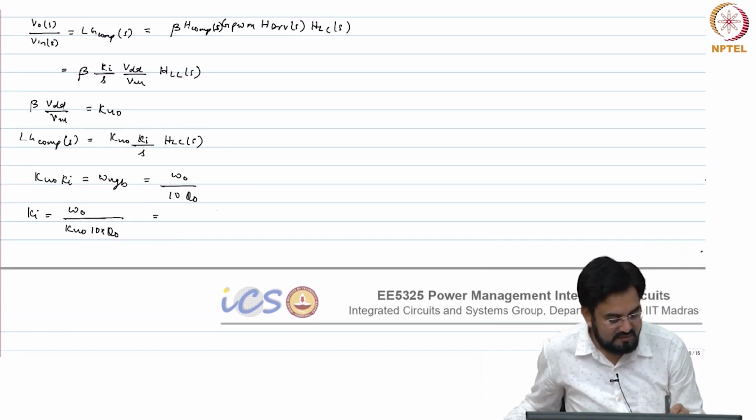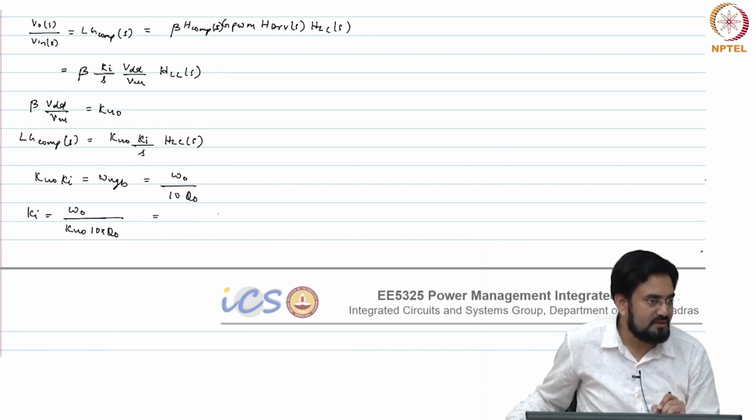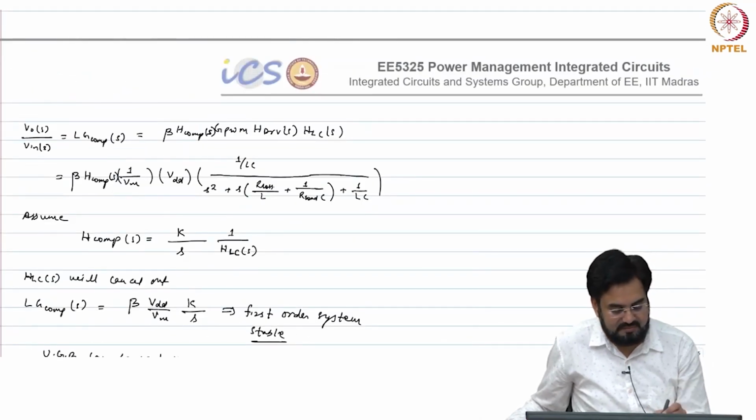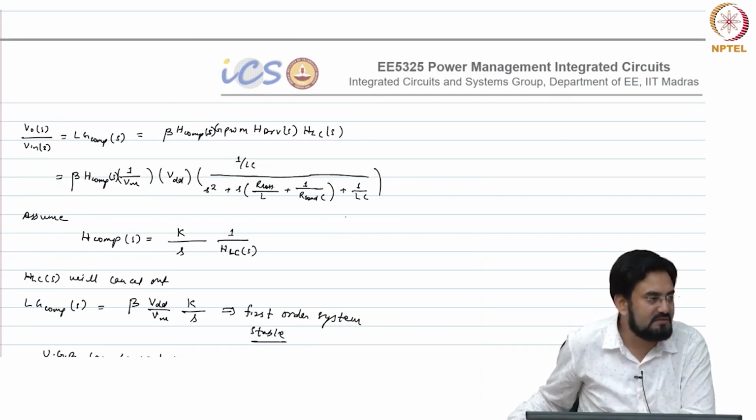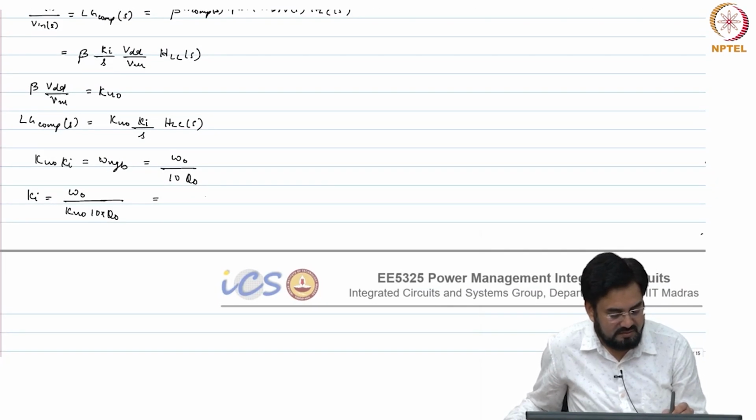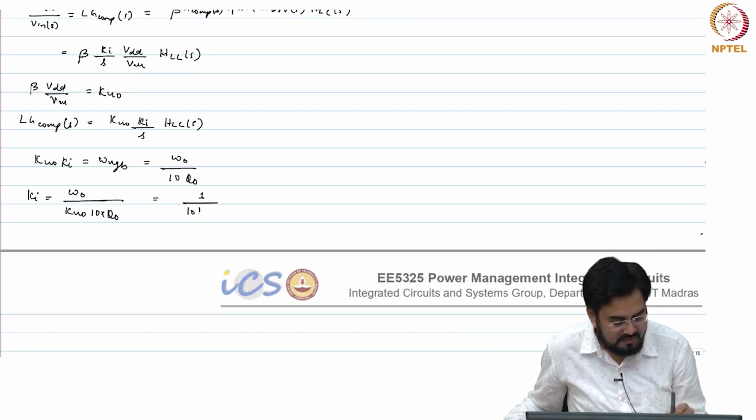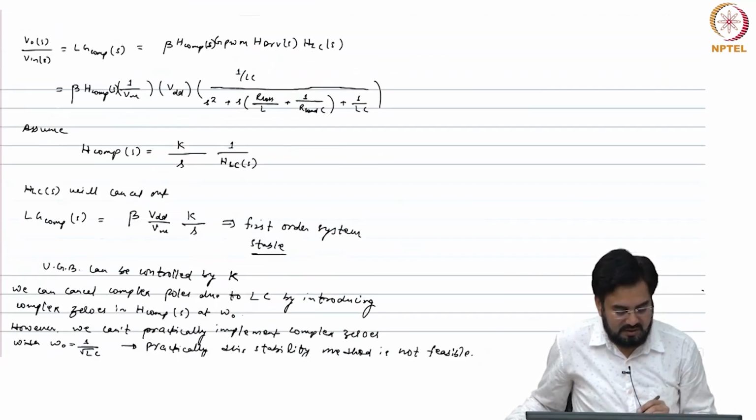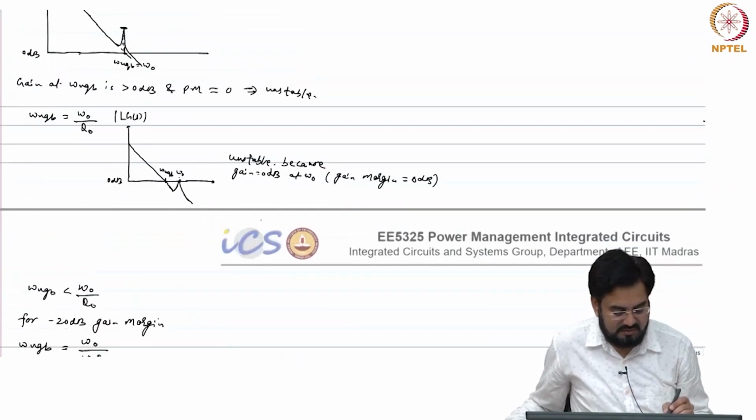Omega naught is known, Q naught is known, or omega naught over Q naught is this term: R loss over L plus 1 over R load into C. So from here you can calculate it: 1 over 10 times KU0, and this will be your R loss over L plus 1 over R load C.